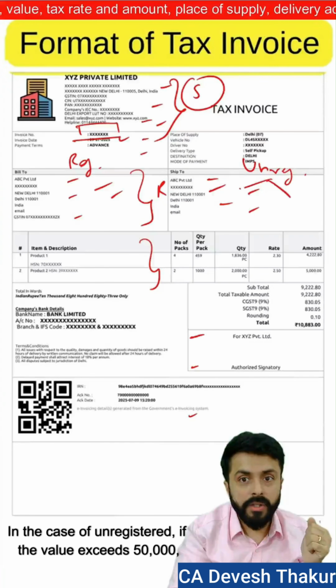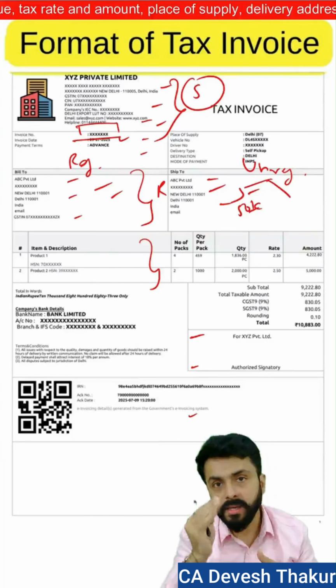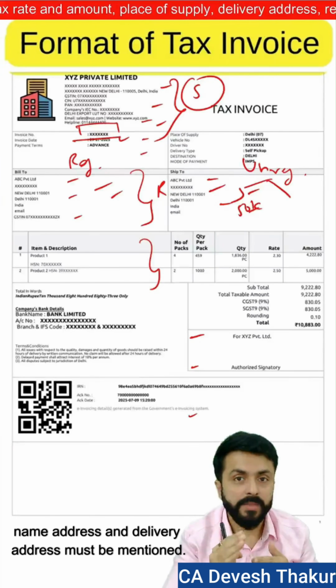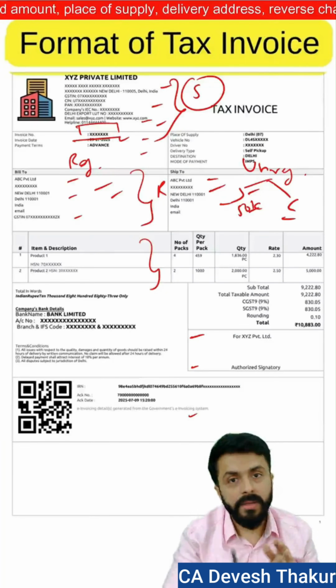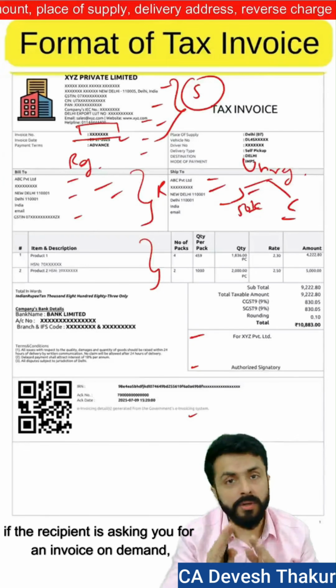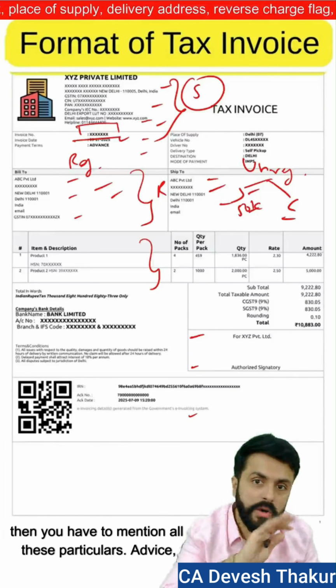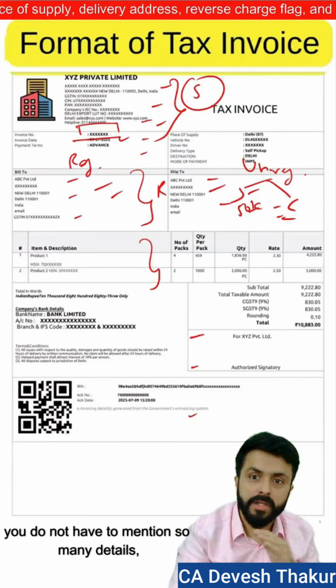In the case of unregistered, if the value exceeds 50,000, in that case name, address and delivery address must be mentioned with state code and state name. If the value is less than 50,000, in this case, if the recipient is asking you for an invoice on demand, then you have to mention all these particulars. Otherwise, you do not have to mention so many details.